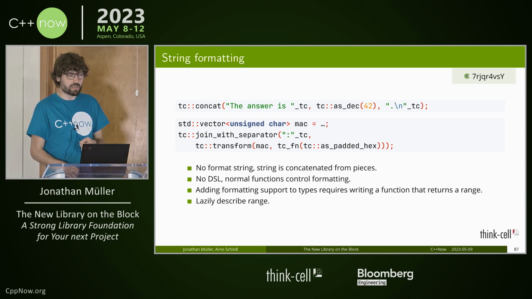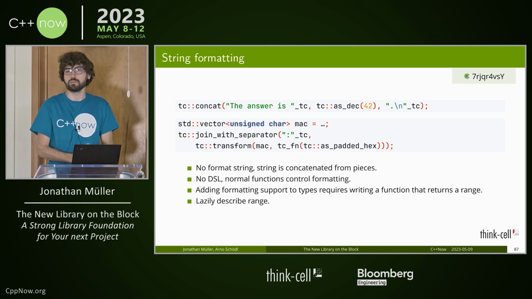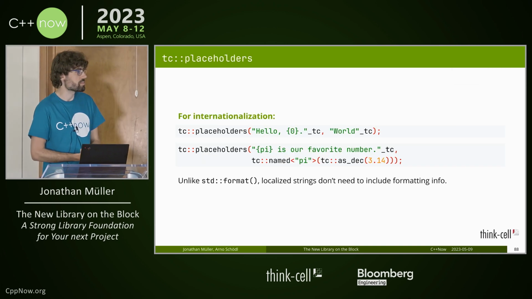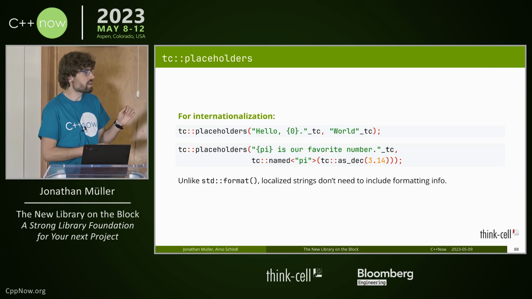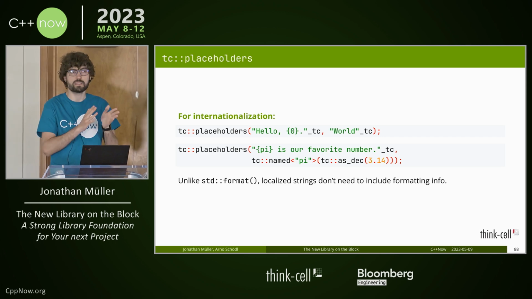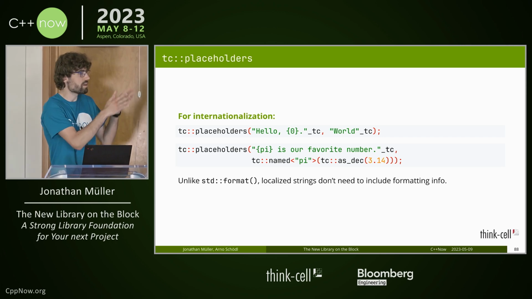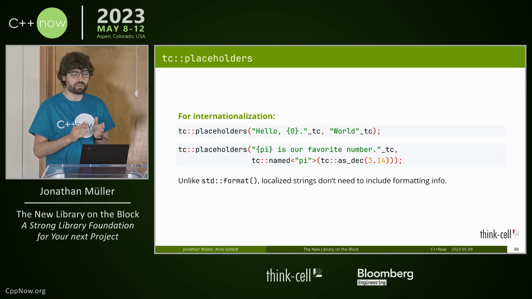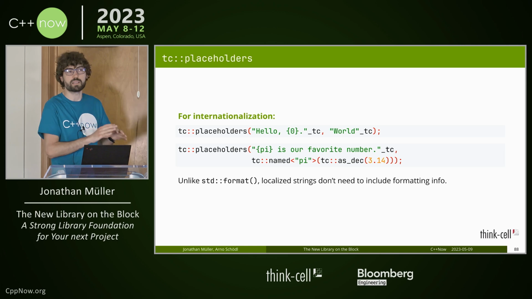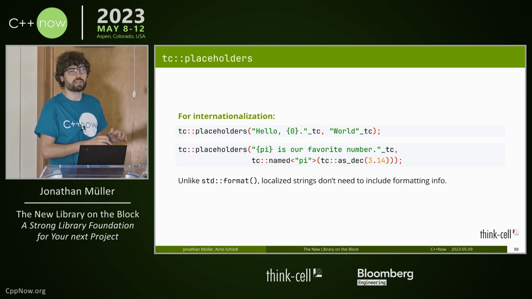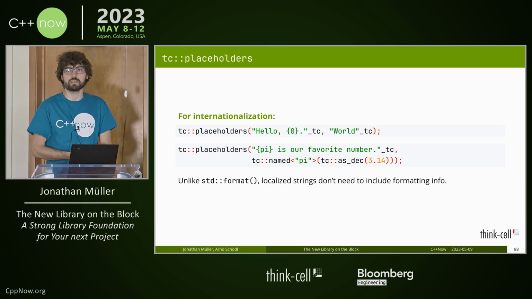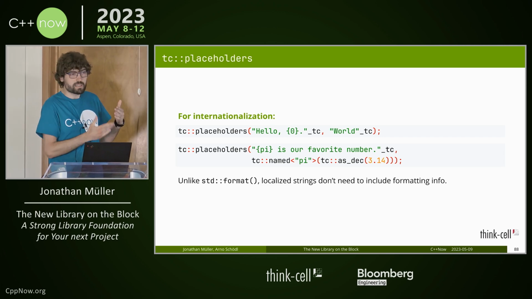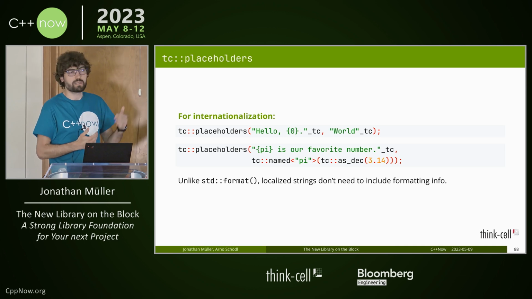One big advantage of format strings is the ability to use placeholders for internationalization. So for that, we've got TC placeholders. This takes a format string, but it only does the placeholder part. It doesn't do any of the formatting. So it just says hello and then a placeholder, and then we can specify all the placeholders. And if we want to do the actual formatting, this is put outside. This does not contain any of the formatting stuff. So unlike straightforward, this doesn't include the formatting stuff, so the localized strings don't need to include it.